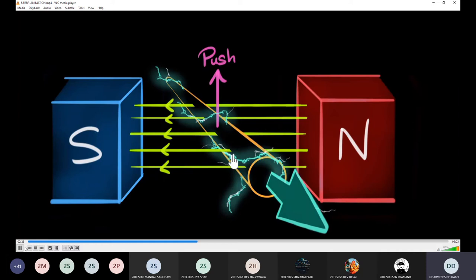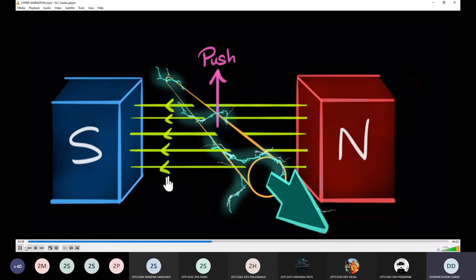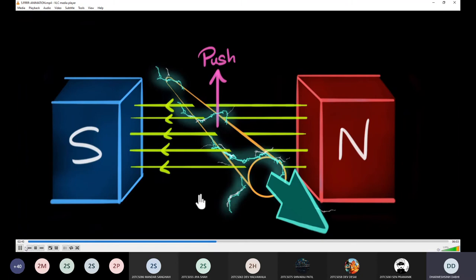Somewhat like this. So the current will flow out of the screen this way. And if you were to push it down, the current will reverse. The current direction will also depend upon the direction of the magnetic field. If you reverse the direction of the magnetic field, the whole current again will reverse.